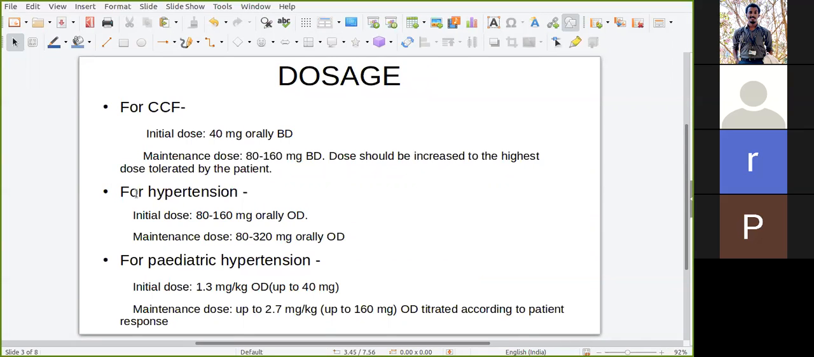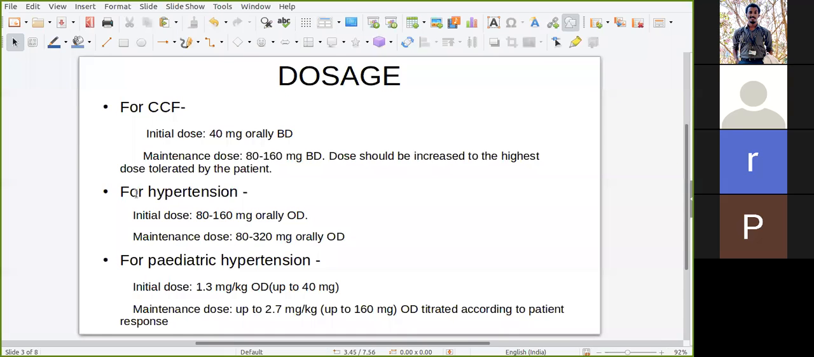So for the dosage, the main criterion for treatment with Valsartan is that we start with a low dose and then increase slightly. For congestive heart failure, the initial dose will be 40 mg orally twice a day, and the maintenance dose will be around 80 to 160 mg twice a day. Later, the dose should be increased up to the highest dose that can be tolerated by the patient.